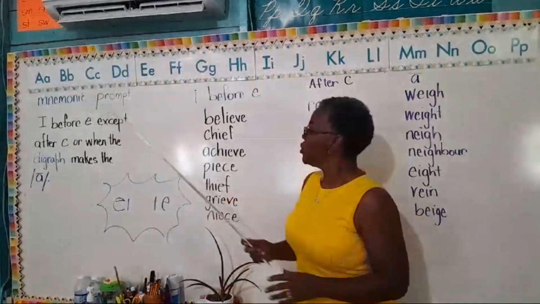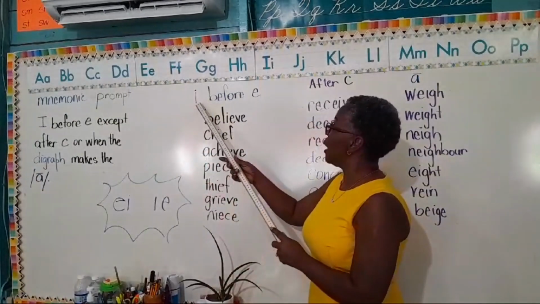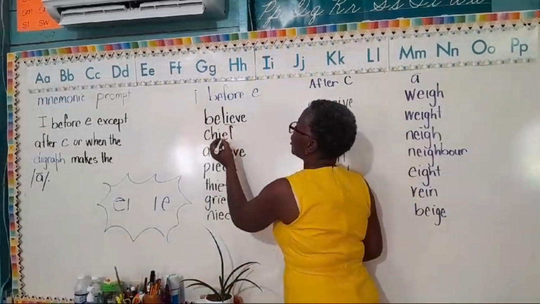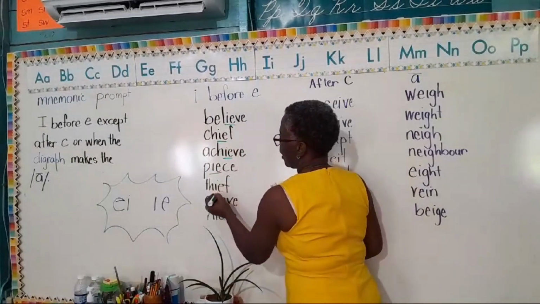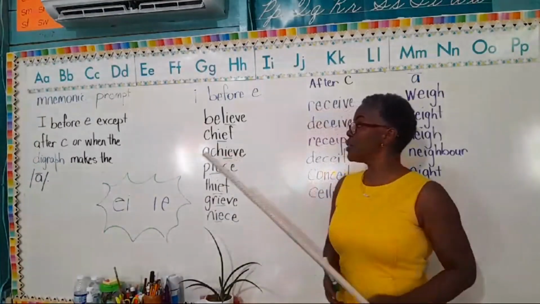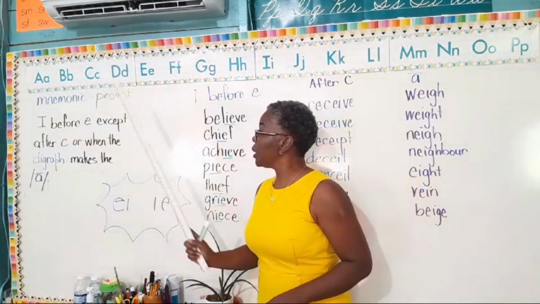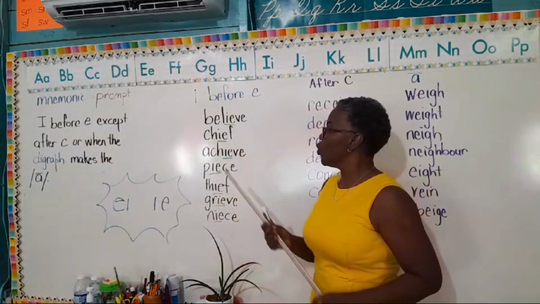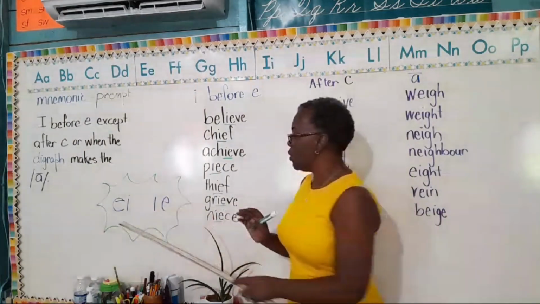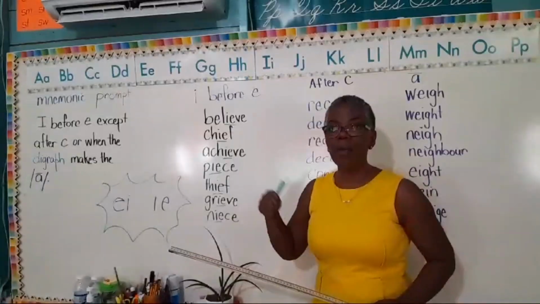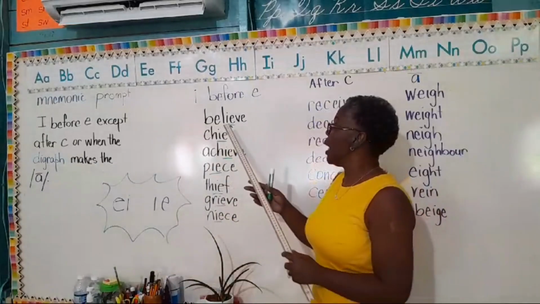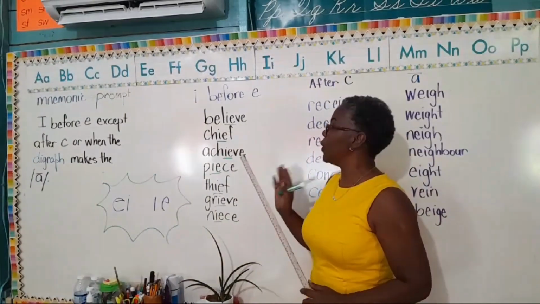So let's go. We have our set of words here with the I before E. So we're starting with the first part of the rule: I before E except after C. When we're spelling with this digraph combination, which of them are we going to use? We're going to spell I before E except after C, right? So we're looking at the preceding letter.